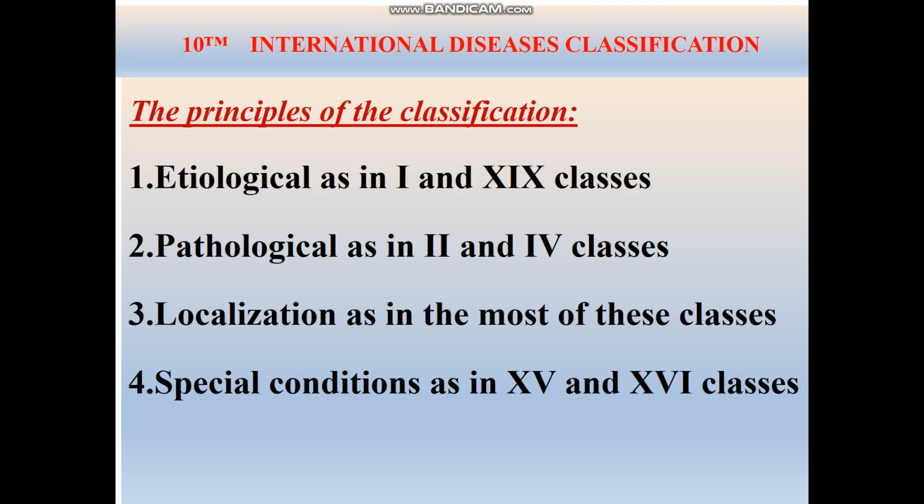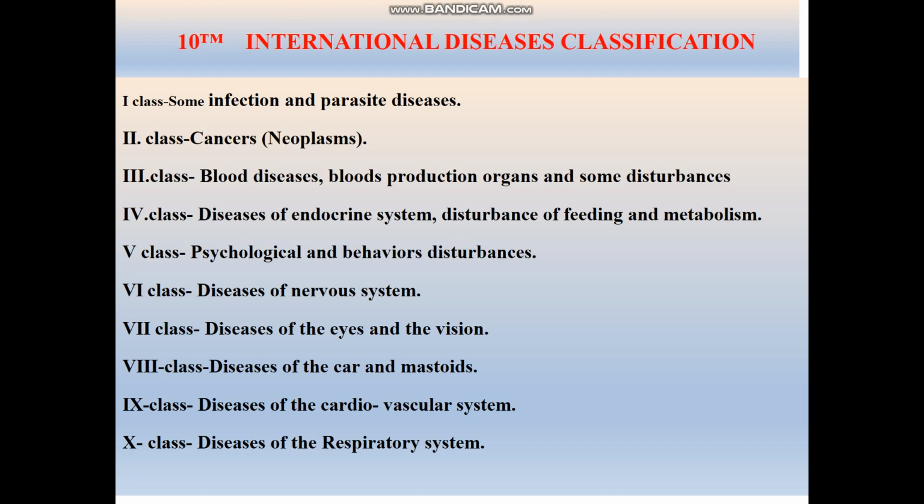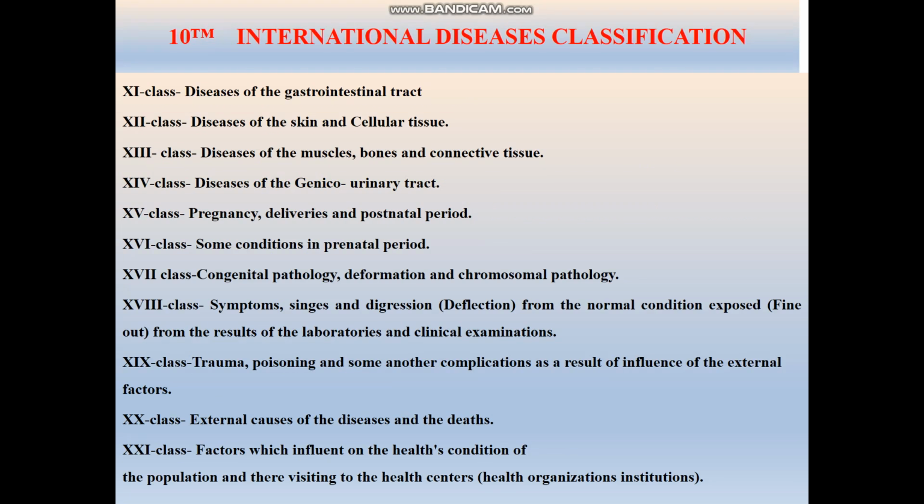The principles of the classification: first, etiological, as in classes 1 and 14. Second, pathological, as in classes 2 and 4. Third, localization, as in most of these classes. Fourth, special condition, as in classes 15 and 16. This is the 10th International Disease Classification.